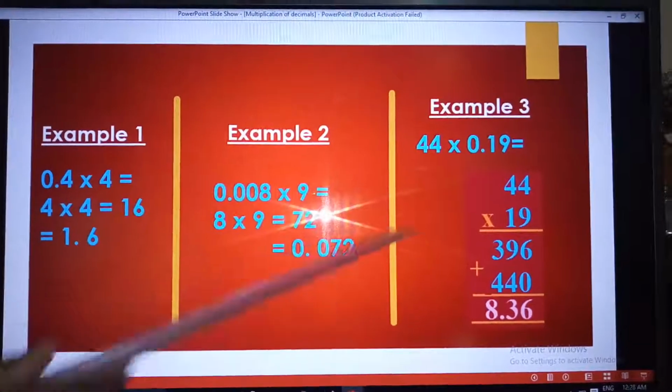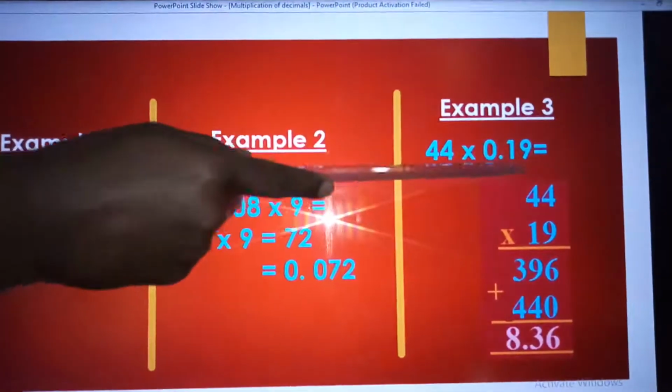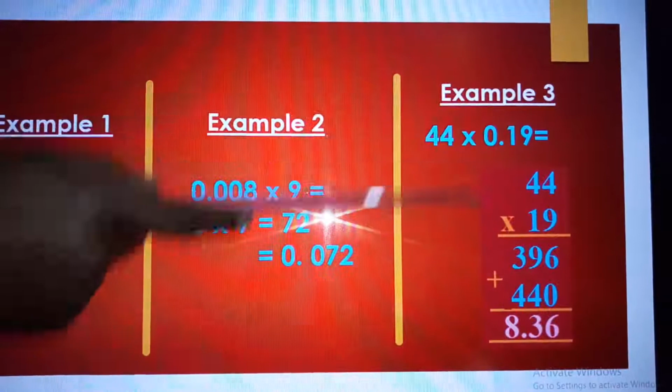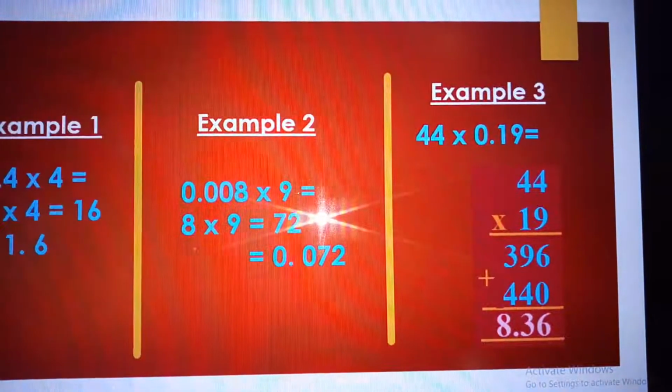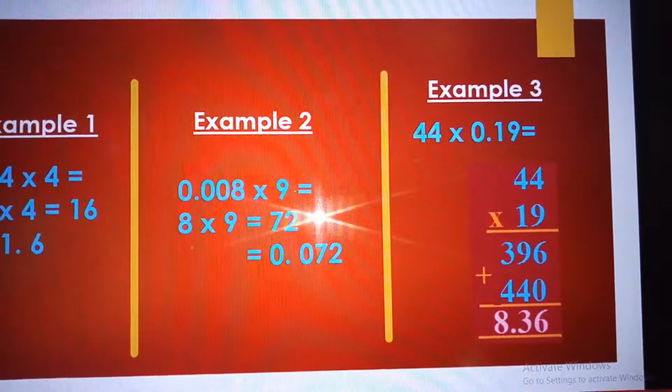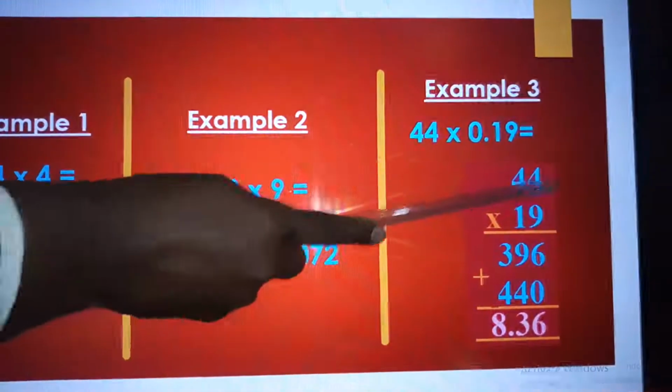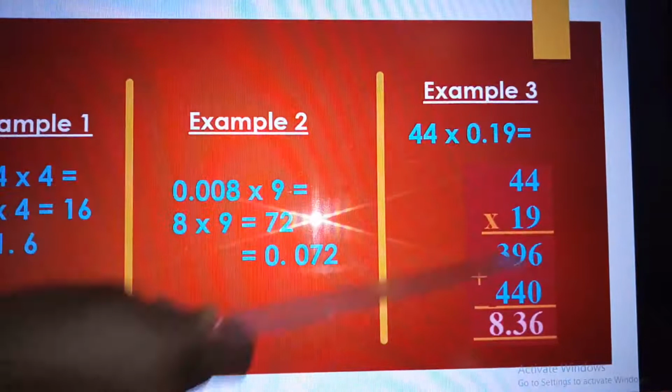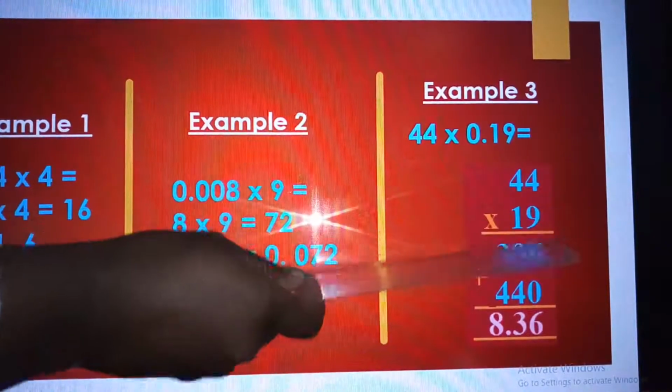The last example is 44 multiplied by 0.19. Still a decimal number multiplied by a whole number. We ignore the decimal point, like we said, and multiply the whole numbers. Forget if you had any decimal point. So we multiply 44 times 19. The long method. 9 times 4 is 36.